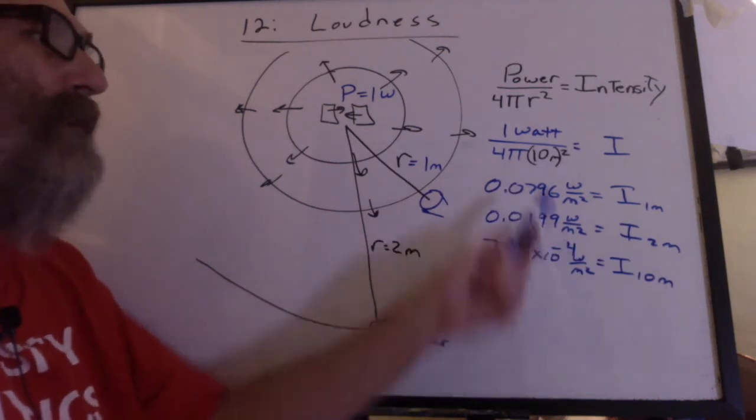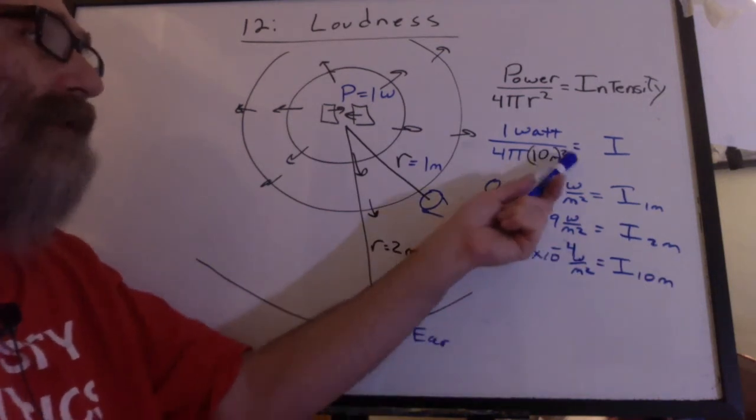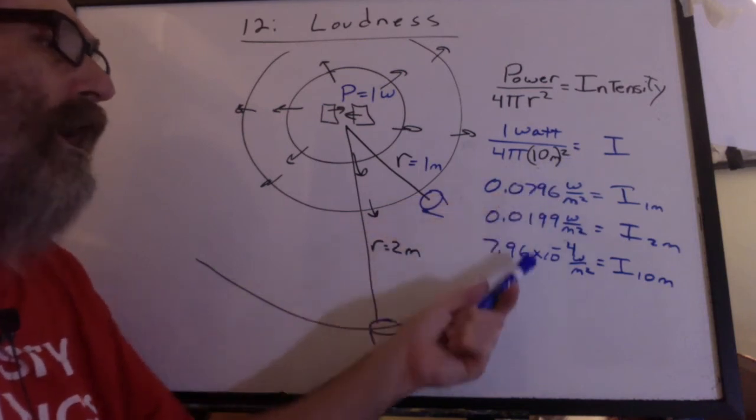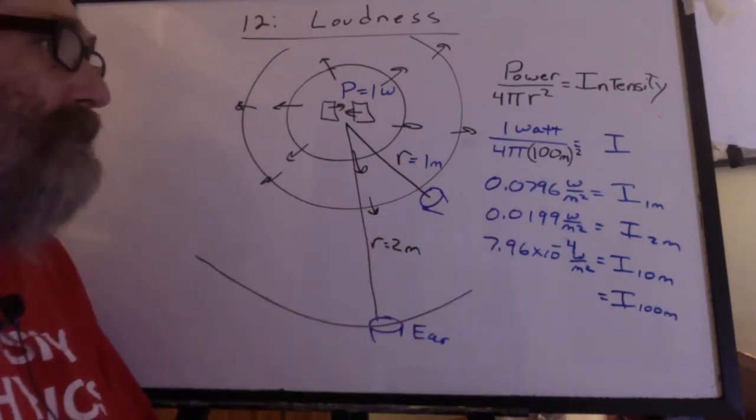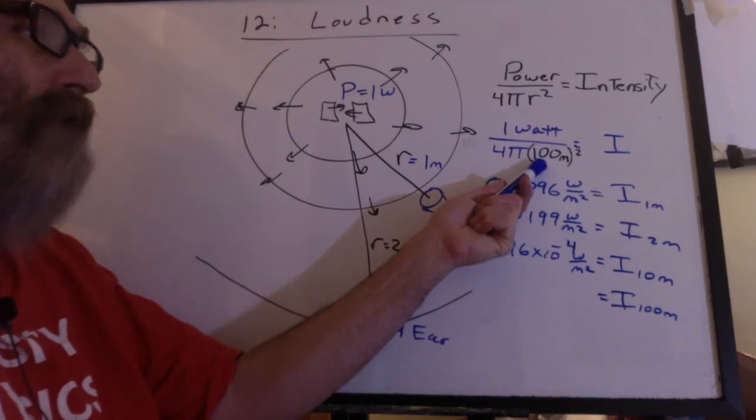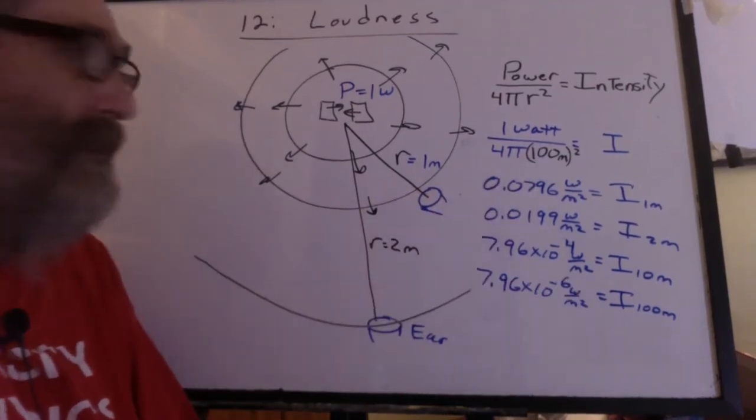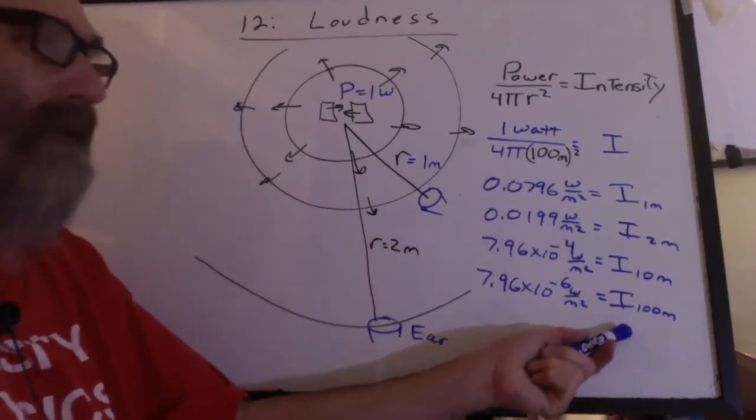Now what would happen if we went to, say, 10 meters away? Well, we have to square that. It's going to be 1/100th of this value. And what if I went 10 times further? We're at 100 meters away. Well, that's like being across the parking lot at the school.